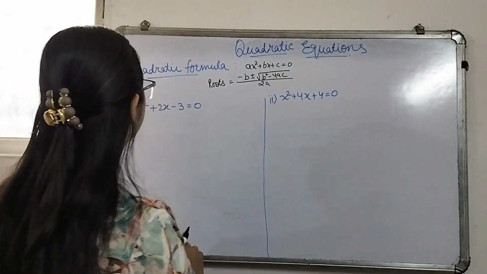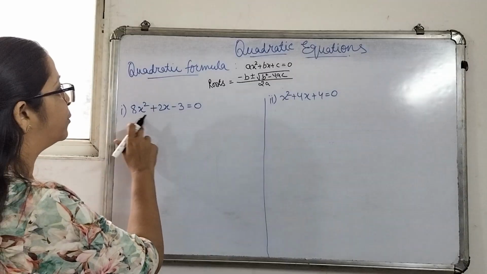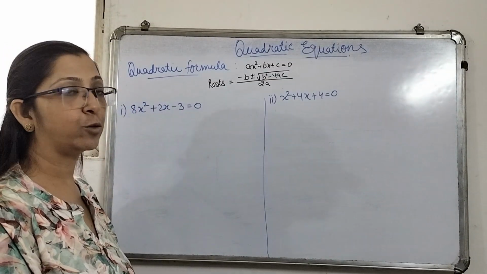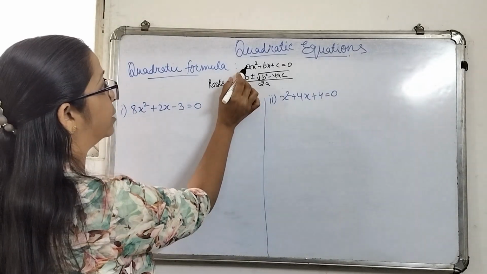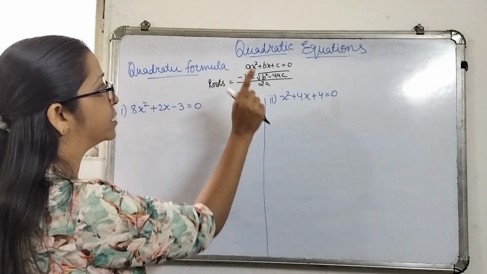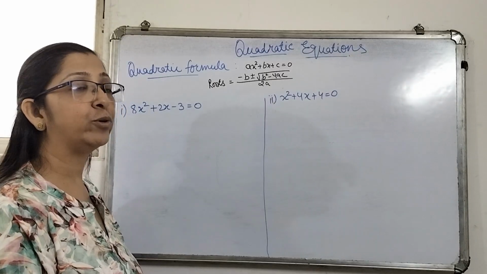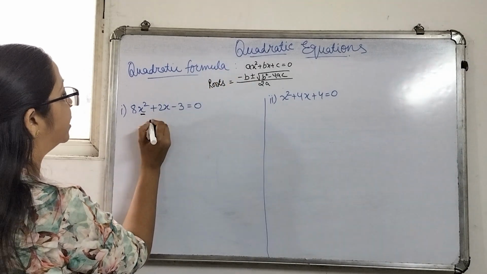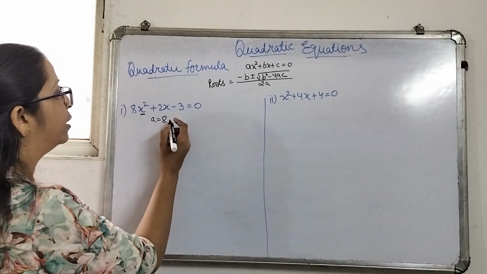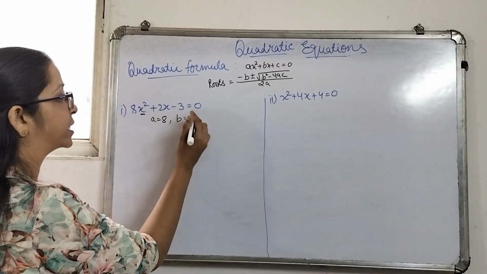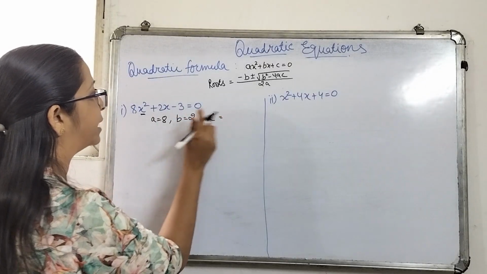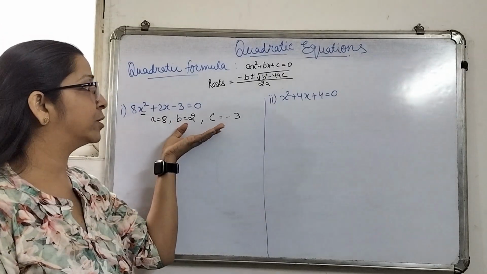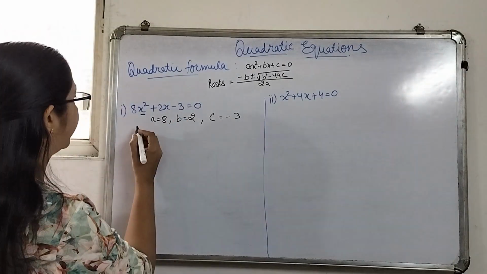Now let's understand this using an example. Suppose the question is 8x square plus 2x minus 3 equivalent to 0. If we compare this equation with the standard form ax square plus bx plus c equivalent to 0, then the coefficient of x square, that is a, is equivalent to 8. The value of b, the coefficient of x, is 2. The value of c, the constant term, is equivalent to minus 3. Now that we know the values of a, b, c, we can find the roots.